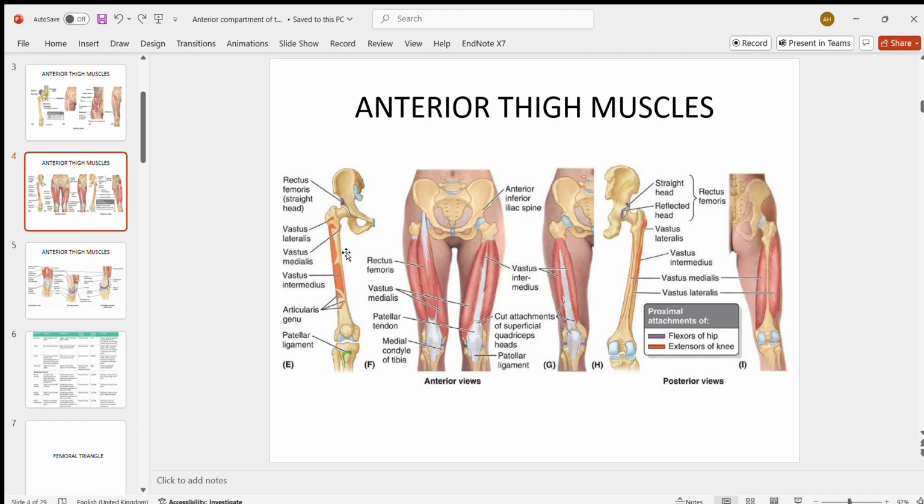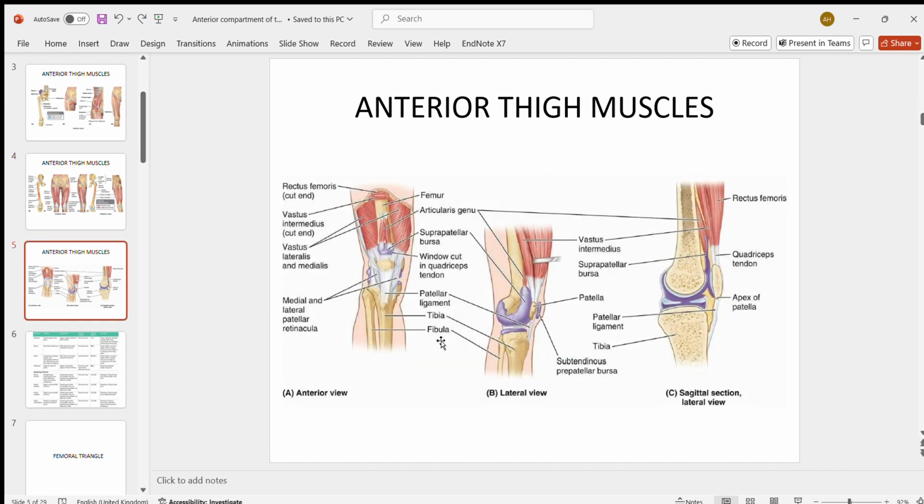And all of these, the three vasti and the rectus femoris, combine together and get inserted on the base of patella here. This is the common insertion of the quadriceps femoris muscle. This is patella. Patella is a triangular bone having an apex here and a base above. So all these muscles, the quadriceps femoris, are attached on the base of patella.